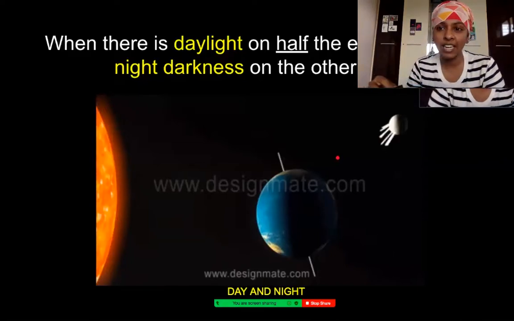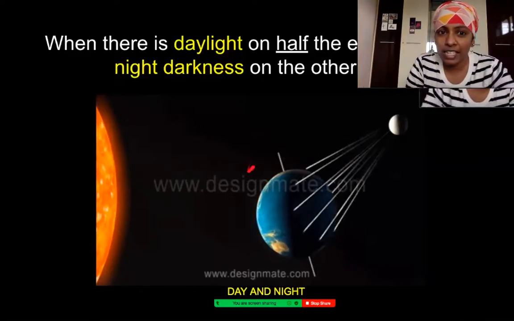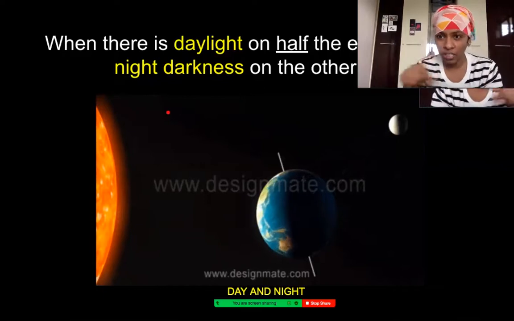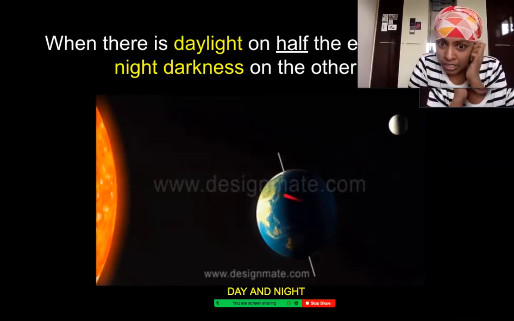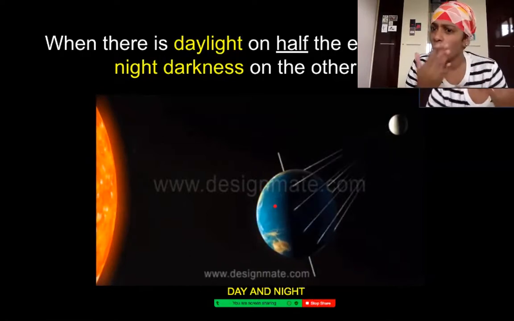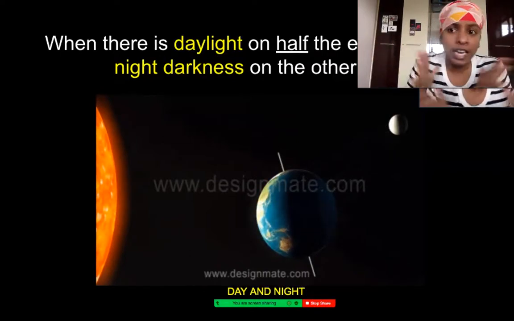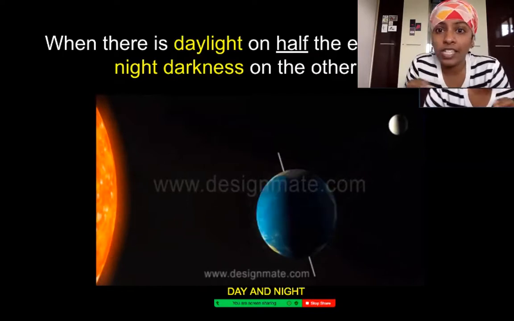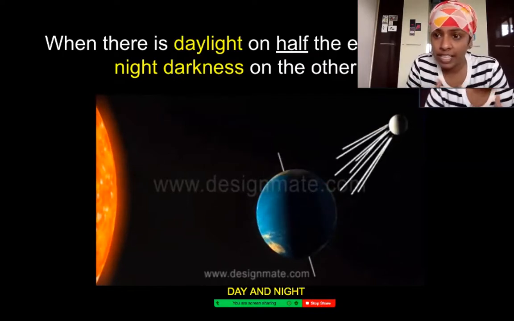In the second lesson, what did we see? In the second lesson, we saw that the earth rotates. Okay? Earth, jabhi ghumta hai, lattu ki taraf, like a top when it rotates, what happens is that sare parts of the earth do not receive sunlight at the same time.